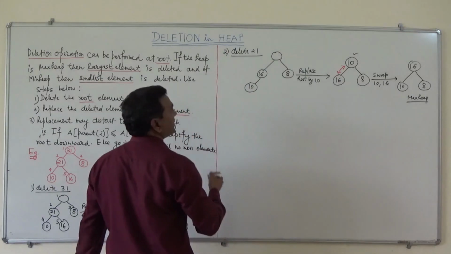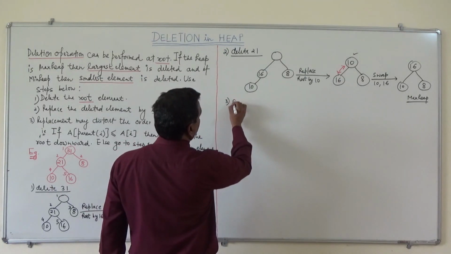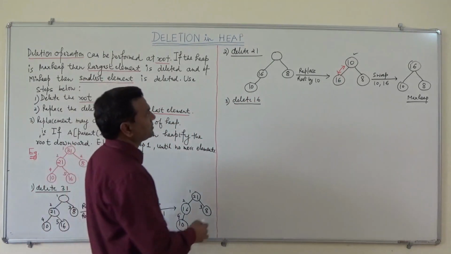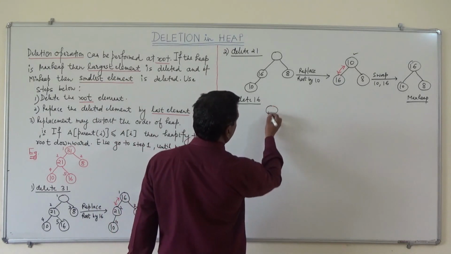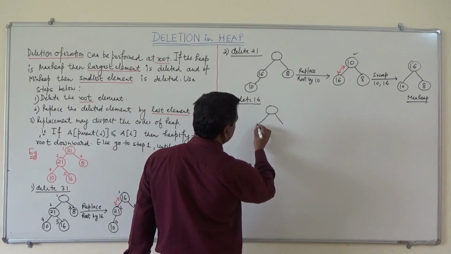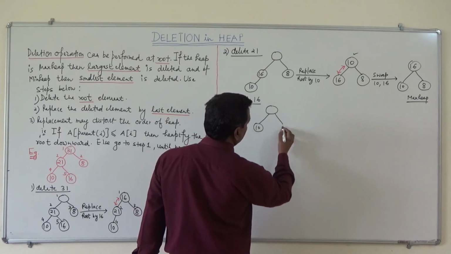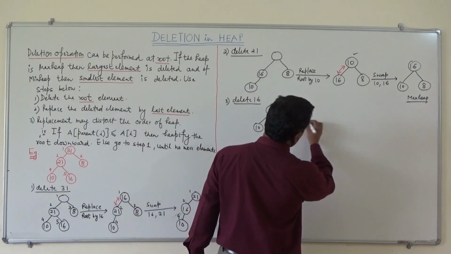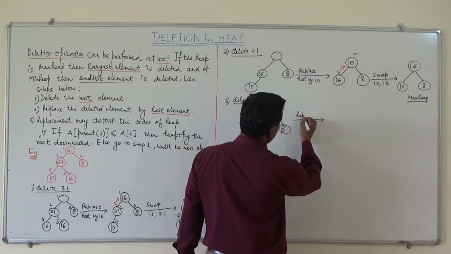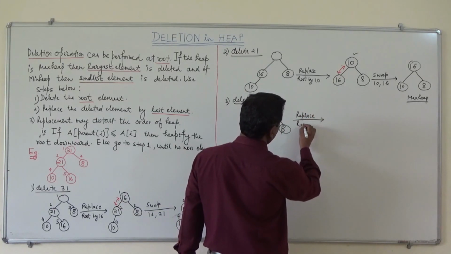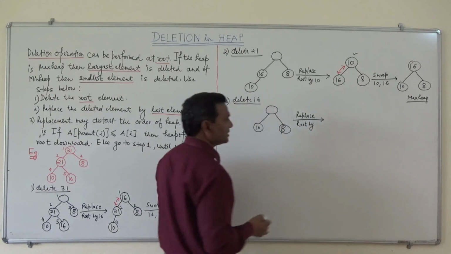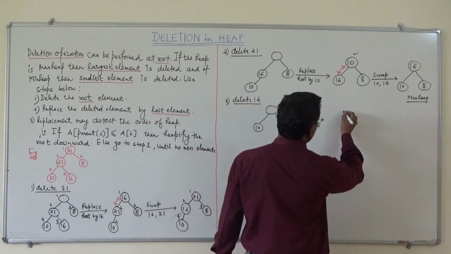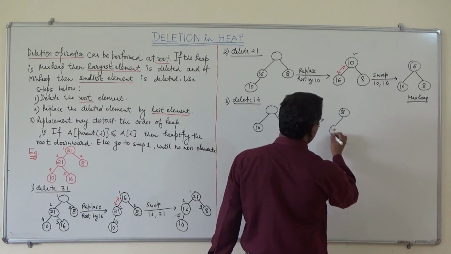Now we will delete 16. So it comes out to be like this. 16 is deleted. Now what we will do? We will replace the deleted element by the last element. Now the last element is 8. Now it comes out to be 8 and 10.